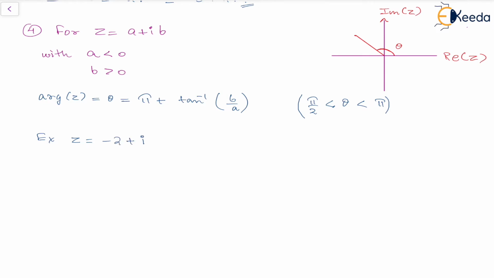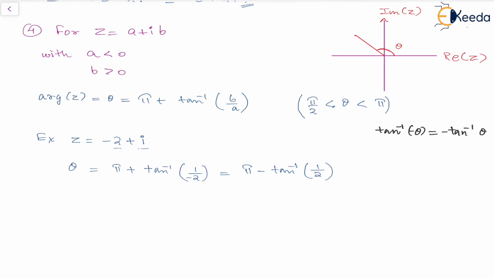You can see that the real part is negative and the imaginary part is positive. In that case, theta becomes pi plus tan inverse of 1 over minus 2, and this becomes pi minus tan inverse of 1 over 2. As we know that tan inverse of minus theta is minus of tan inverse of theta.